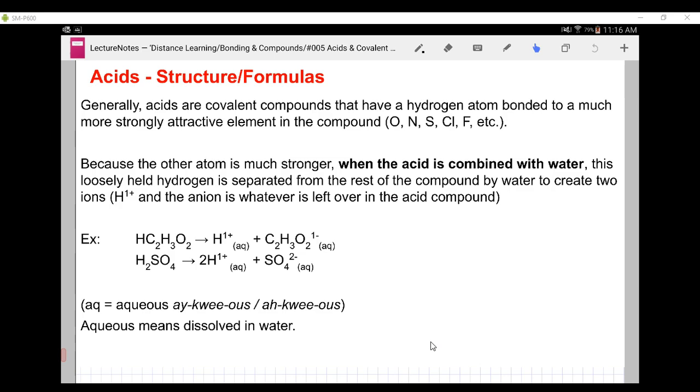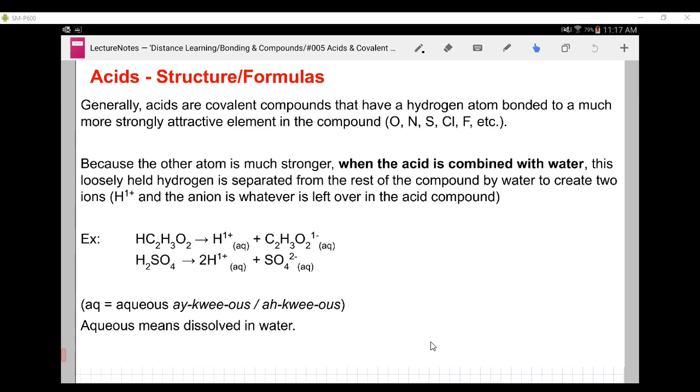Same thing with the second example, except there we see that it has two different acidic hydrogens, and it can lose both of those in water as it dissociates. So in both of those cases, we see this rough chemical equation. There's no real chemical reaction going on, but the dissociation of those two acids into the hydrogen ions and the anions. Next to each of those, you see that AQ tag.